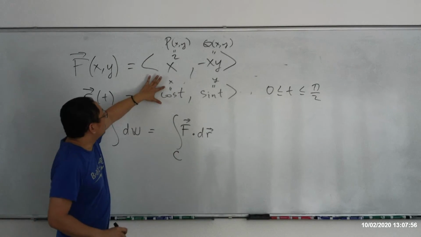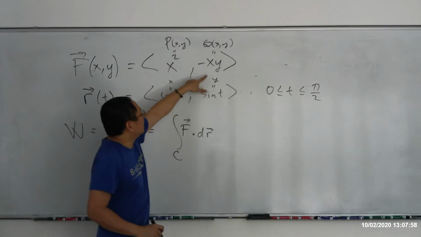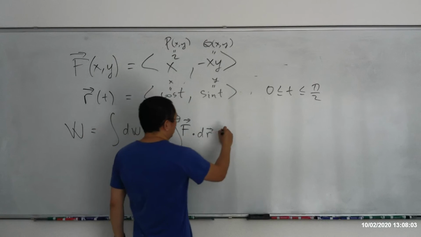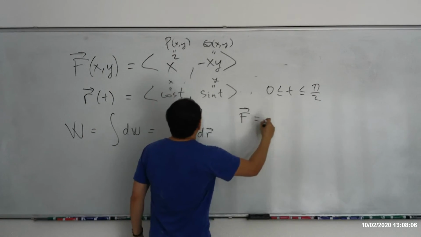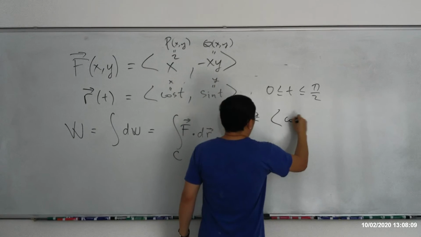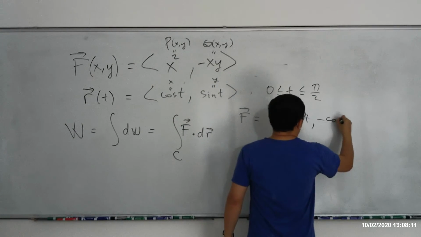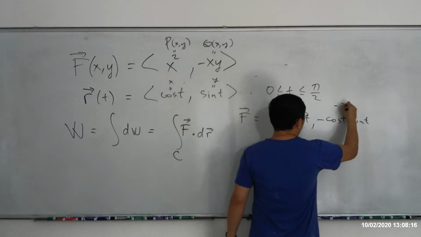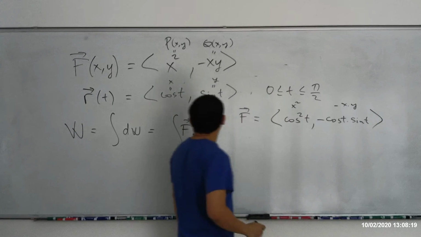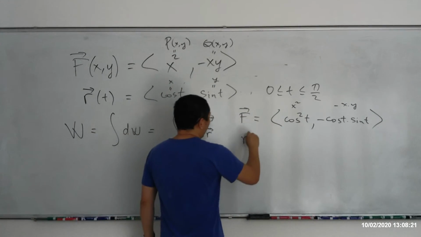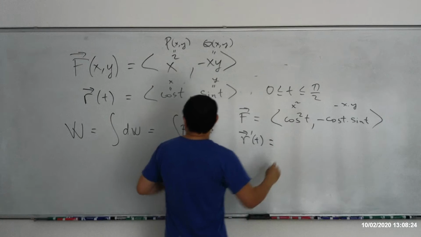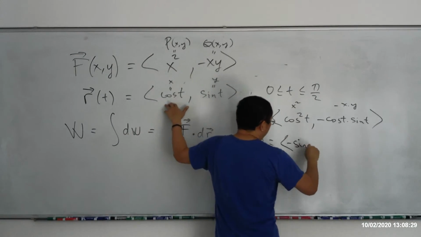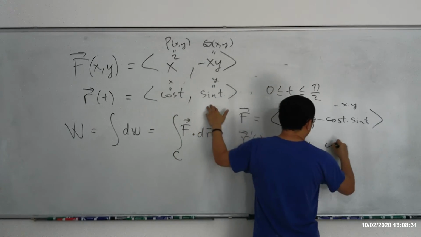So x is cosine t. So x squared is cosine squared, right? And this is what? Cosine t times sine t. Okay? So force F is what? Cosine squared t, comma, negative cosine t times sine t. You know, this is really x squared, and this is negative x times y. Okay? And r prime of t, this is r of t, r prime is the derivative: the derivative of cosine is negative sine t, and the derivative of sine is cosine t.